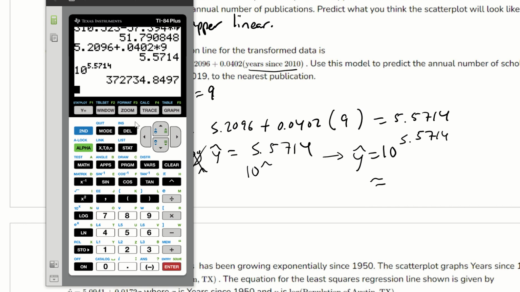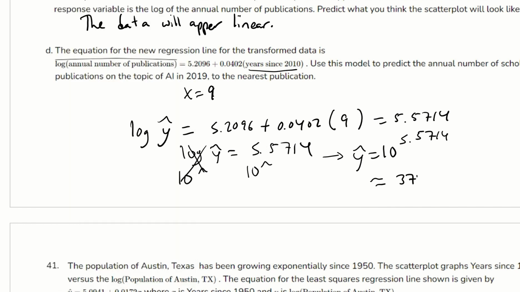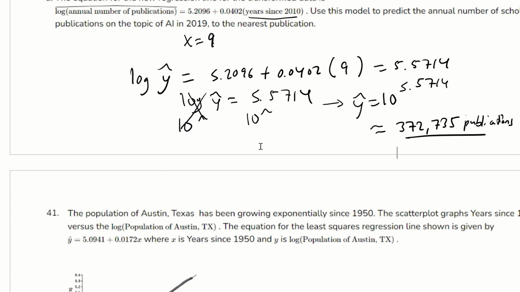Okay, so we get 372,735, I guess we can round it, publications. Okay, all right, so that takes care of that one.